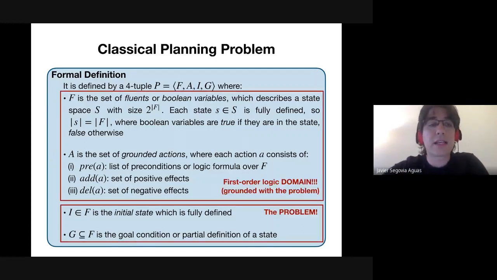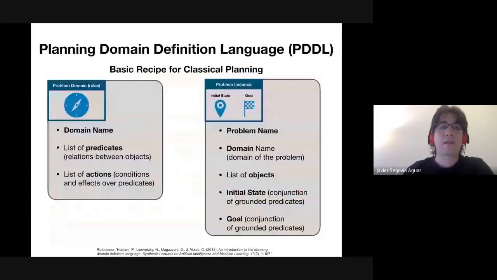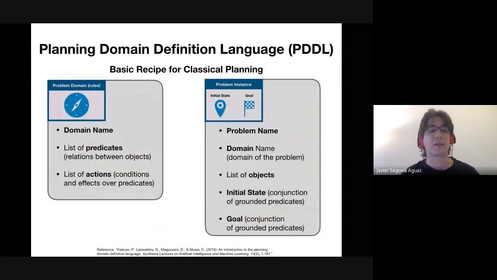The set of fluents and the set of actions is what we understand as the domain, or first-order logic domain in this case, because we use predicates that are relations between objects. But F and A are grounded with the problem. We will show the example. And what is the problem? The problem is exactly the initial state and the goal condition where the objects are included, like the number of blocks, their color, their relations, and whatever we need. So how are all these things specified?